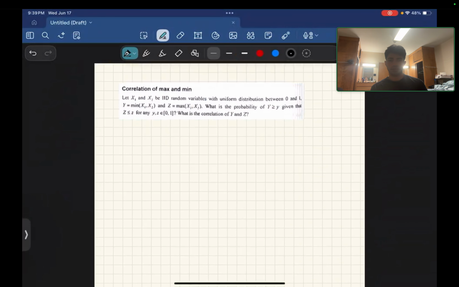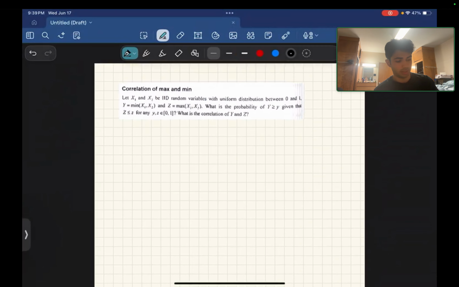What is the probability of y being at least some number y, given that z is at most some number z, for any y and z, the numbers being between 0 and 1? What is the correlation of y and z?